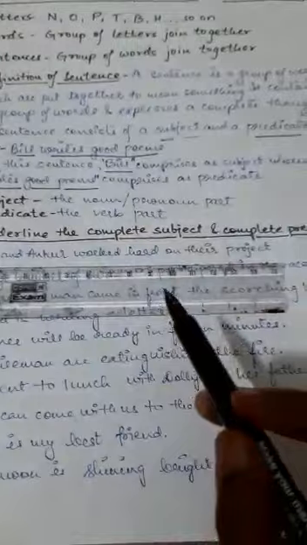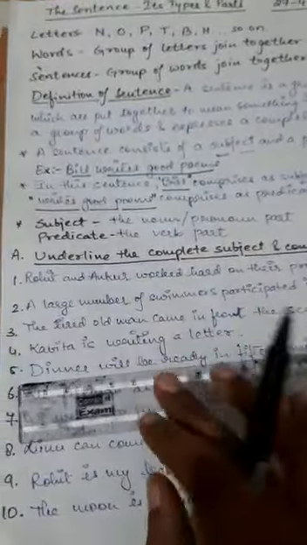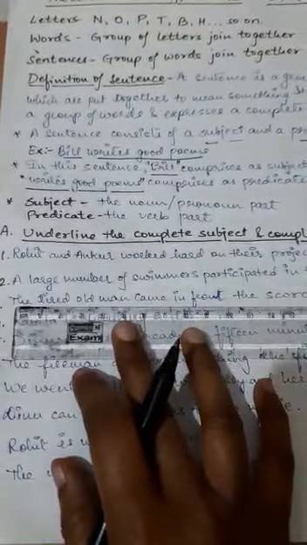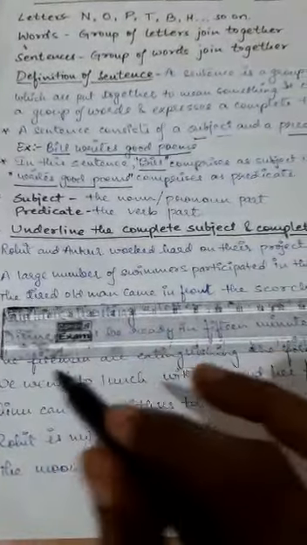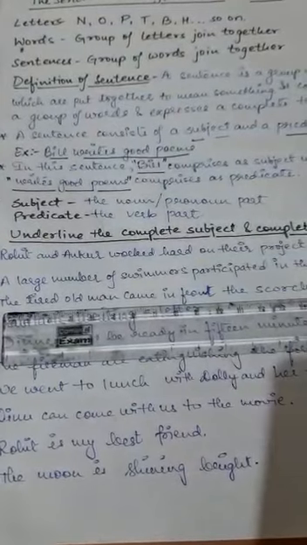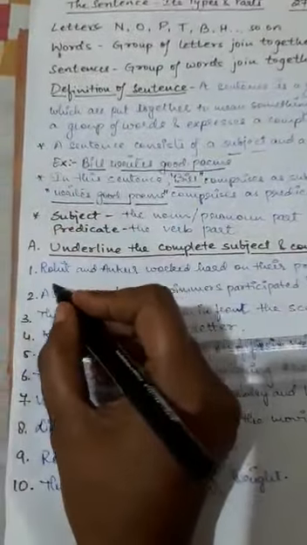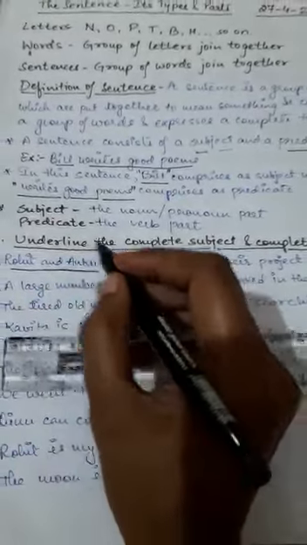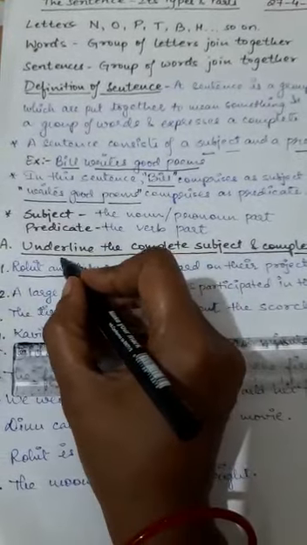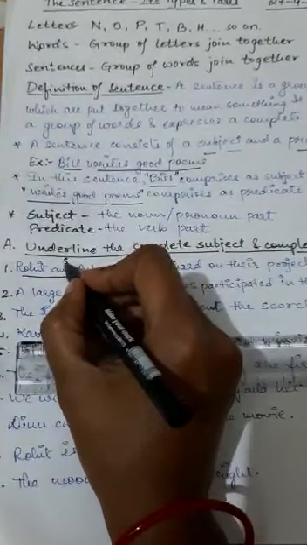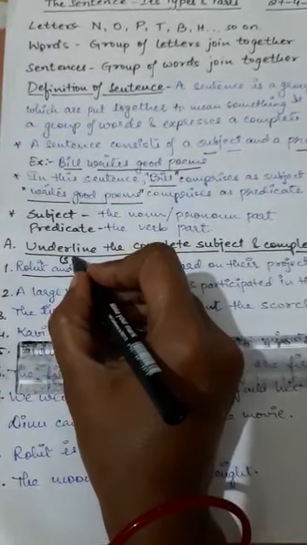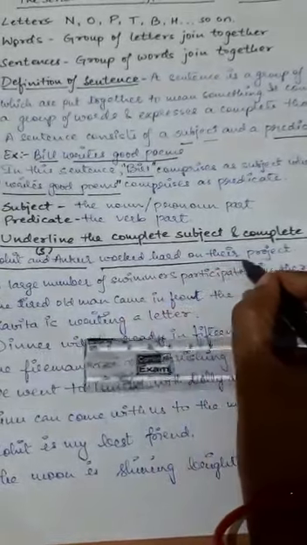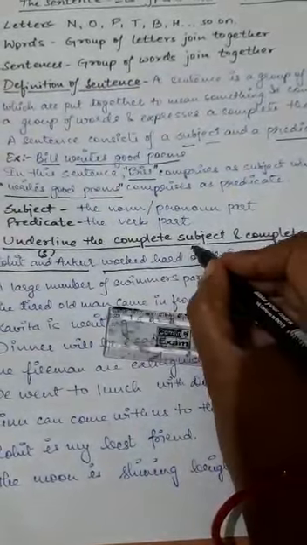First sentence is: Rohit and Ankur worked hard on their project. That means you have to use a scale with you. Don't apply only pen to underline. Use your scale. Okay. So Rohit and Ankur is your noun. So you have to underline it here, and in the above part you have to write subject. Worked hard on their project comes under predicate.